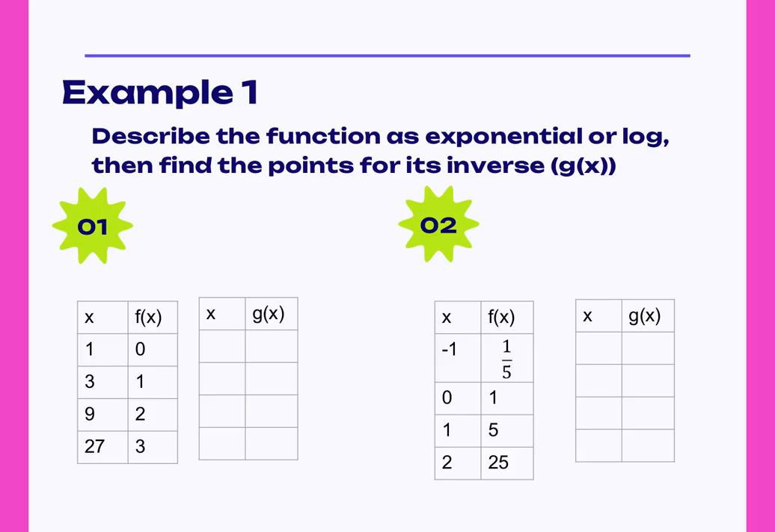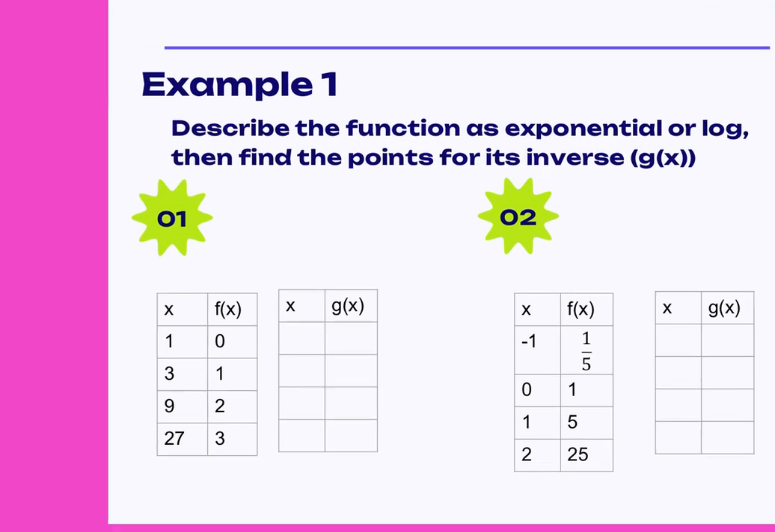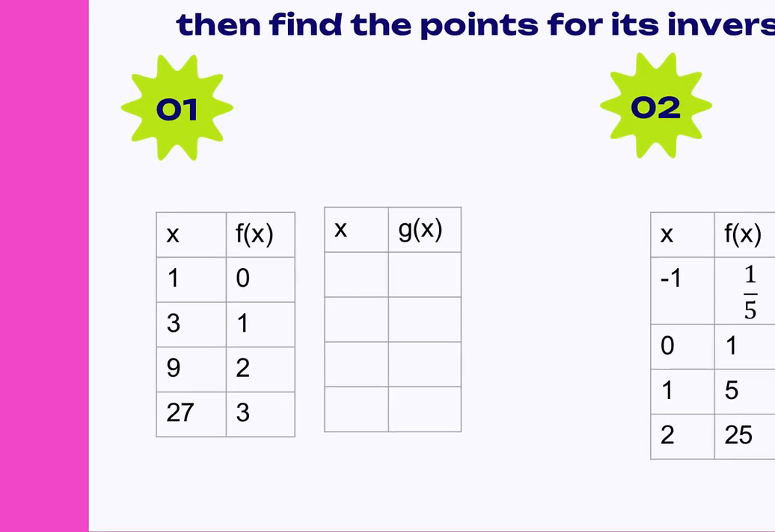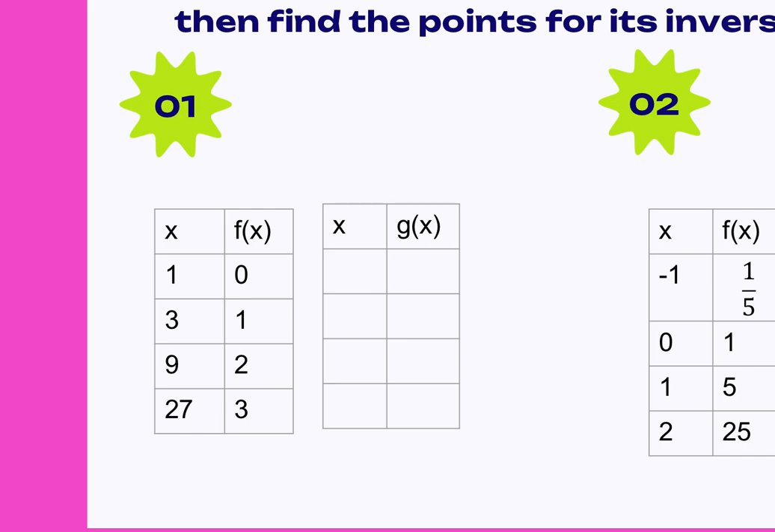All right, so example 1 says describe the function as exponential or log and then find the points for its inverse. So the first thing I'm going to do is figure out the relationship. Looking at 1, compare your inputs and your outputs. What's happening? The inputs are being multiplied. The outputs are increasing additively. Yes? So what kind of function is this? This is a log. To find the inverse, we just switch it.